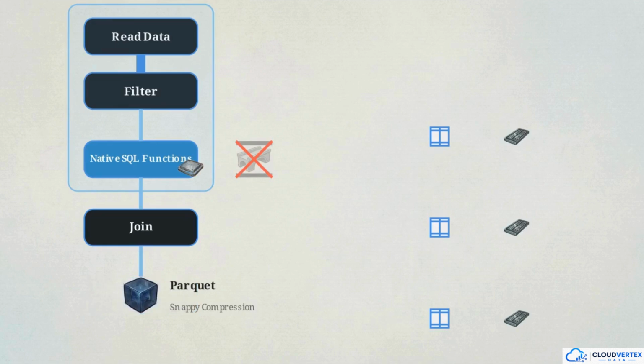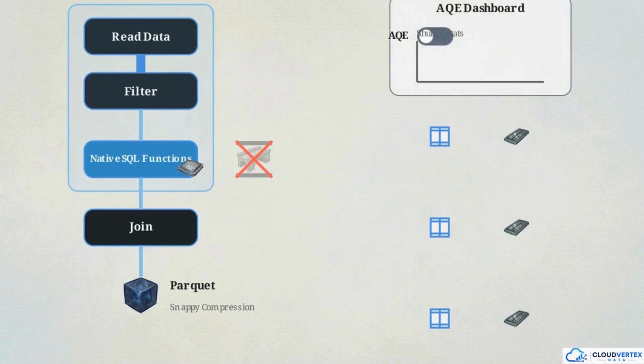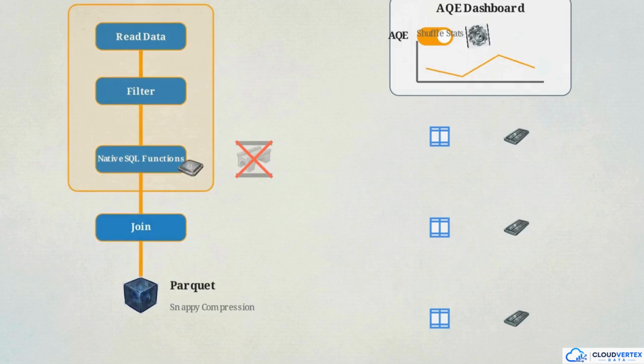Finally, we address storage and execution configurations. We save our intermediate and final outputs as Parquet files using snappy compression, avoiding bloated CSVs. We also verify that adaptive query execution, or AQE, is enabled, so Spark can monitor shuffle statistics and adjust our query plan in real time during execution.